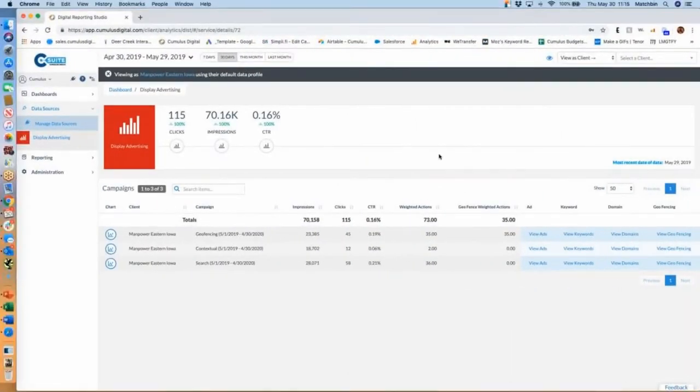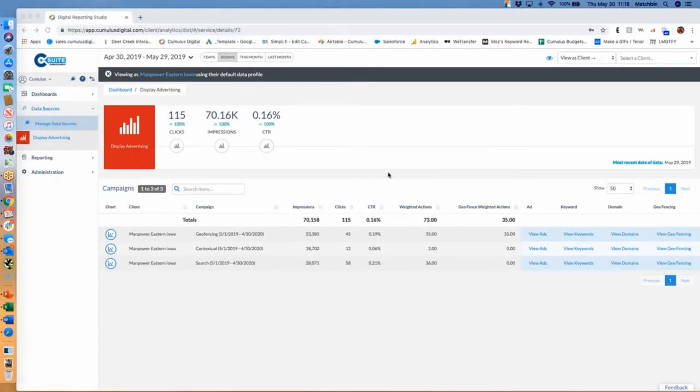So here was what we saw earlier. Yeah, this is our reporting dashboard. I mentioned before, we like to be as transparent as possible. So as you're running a display campaign with us, we will give you reports on what's going on, how your campaign is running. And we can go over this every month, month after month after month, so we can actually see what's going on.